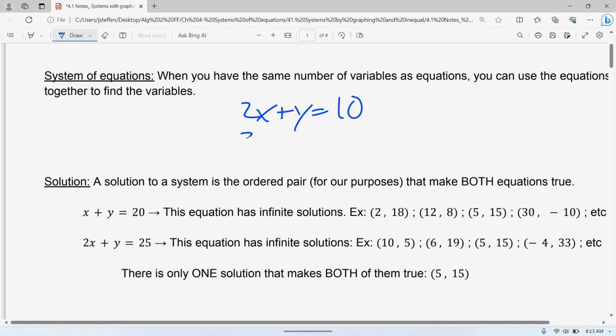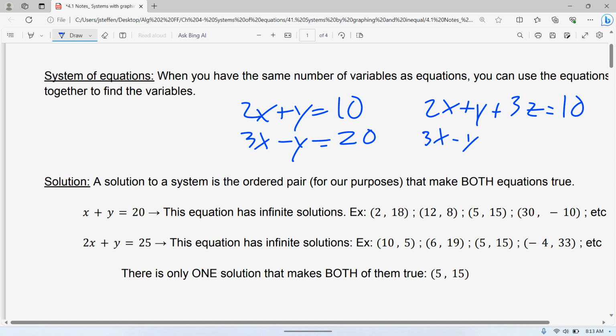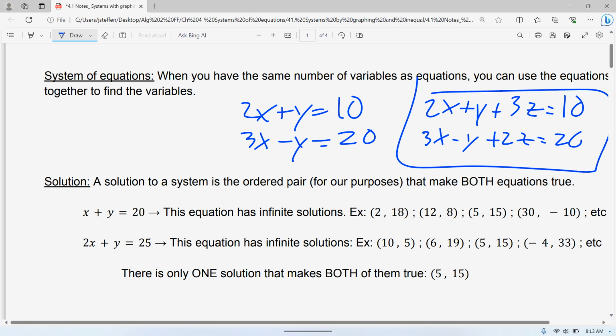However, if that gave you a second equation with two variables, now we can solve. So as long as you have the same number of equations and variables, you can figure that out. So this is what we'll get into later, but also, obviously, and 3x minus y plus 2z is equal. This one you won't be able to solve yet. We have two equations, but we have three variables. So if you want to solve with three variables, you need three equations. So that's what we'll get into.